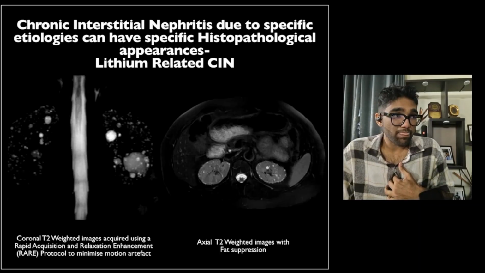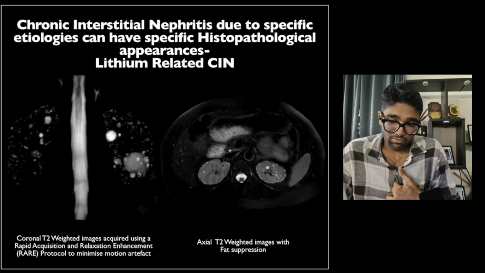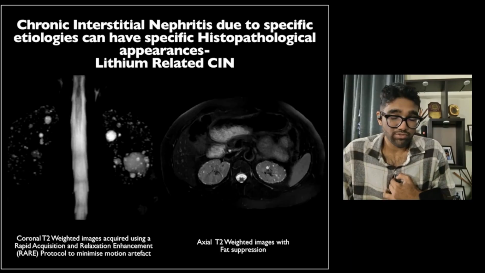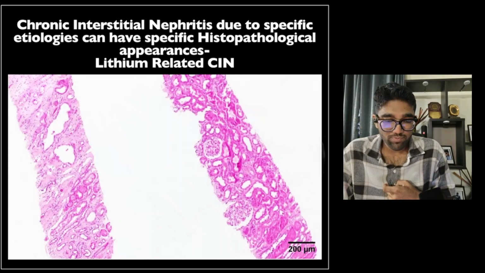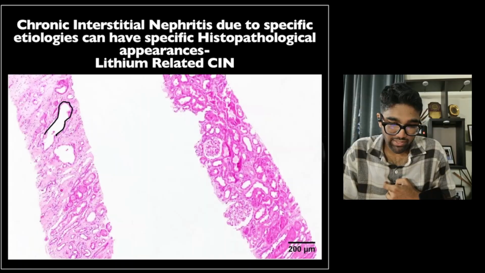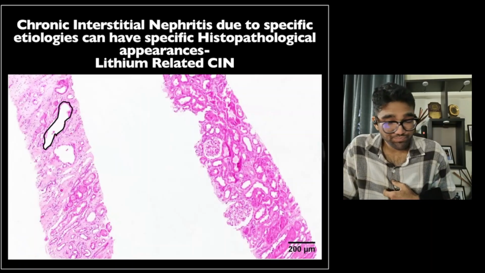Again, some data suggests that these cystic changes only occur in about 14% of the cases. So it's specific, it's not highly sensitive. It's something that you need to take into account while considering lithium related chronic interstitial nephritis. And the biopsy, as expected, shows the expected dilatation of the collecting tubules, and that is what you are seeing as those cysts on imaging.